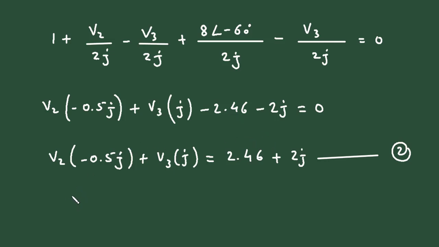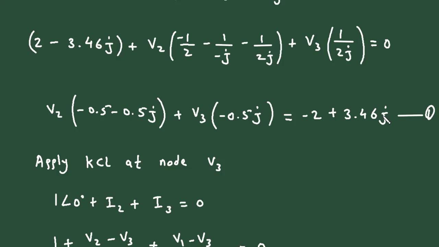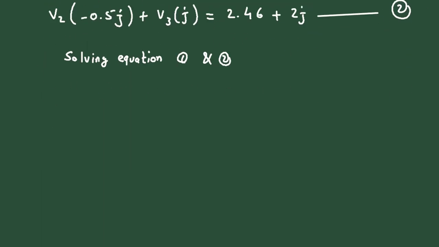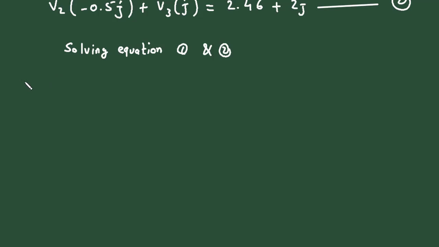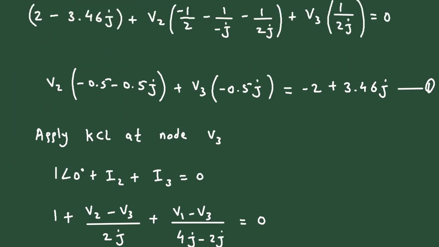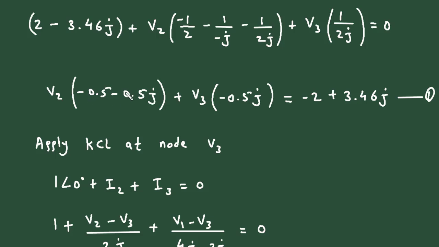Now solving equation 1 and 2. So here we can see from equation number 1 we have to put this in matrix form. So to simplify this, let's put this in matrix form. From equation number 1 this will be this value.